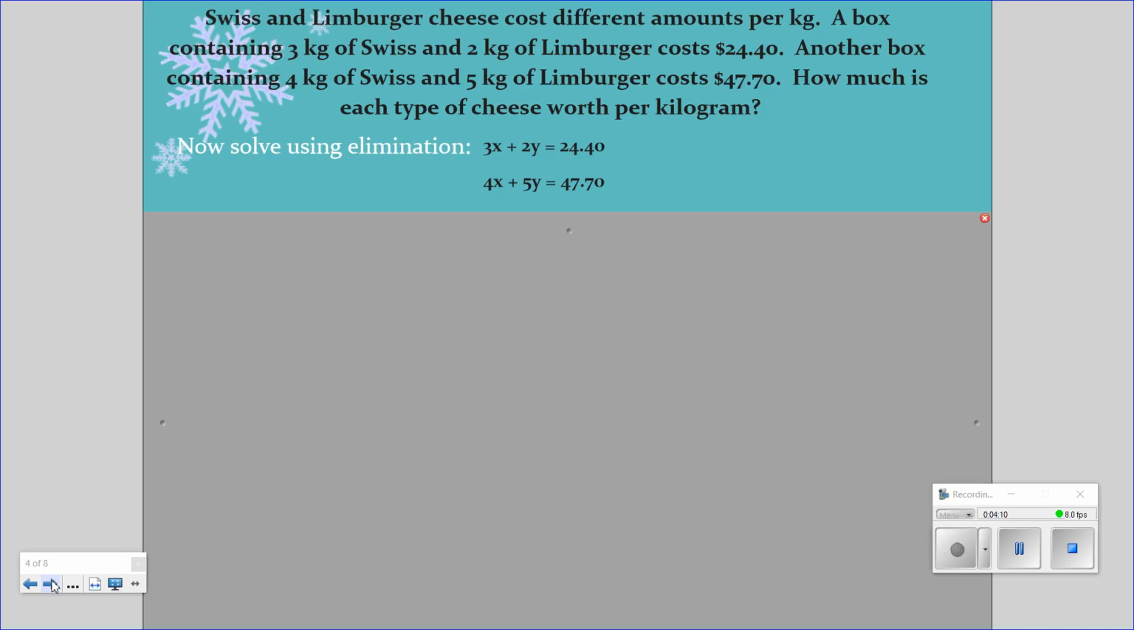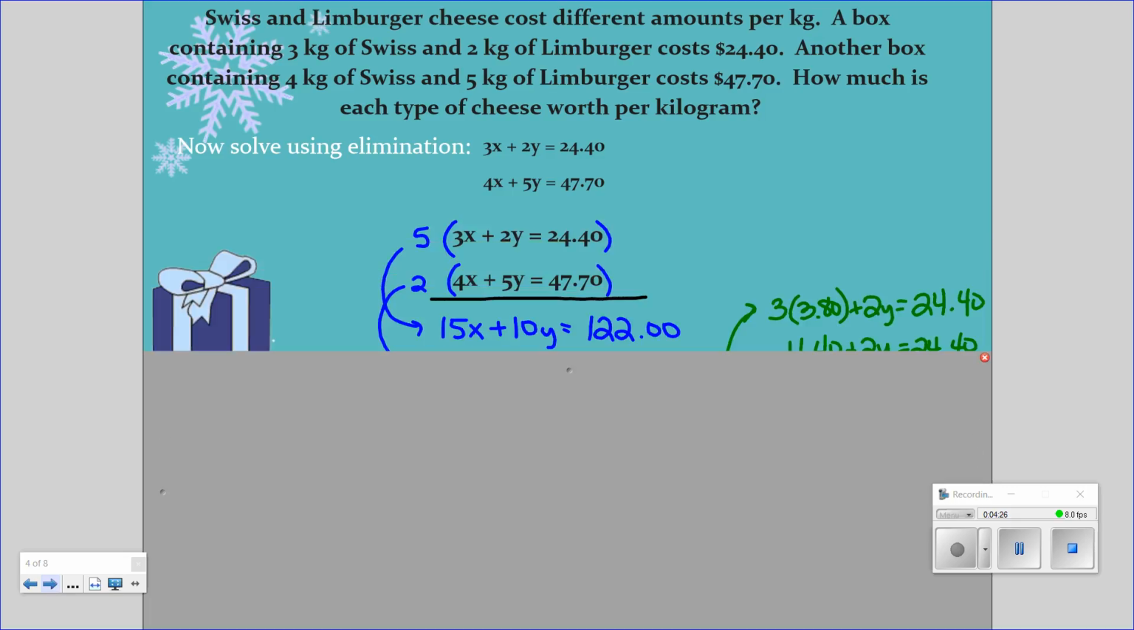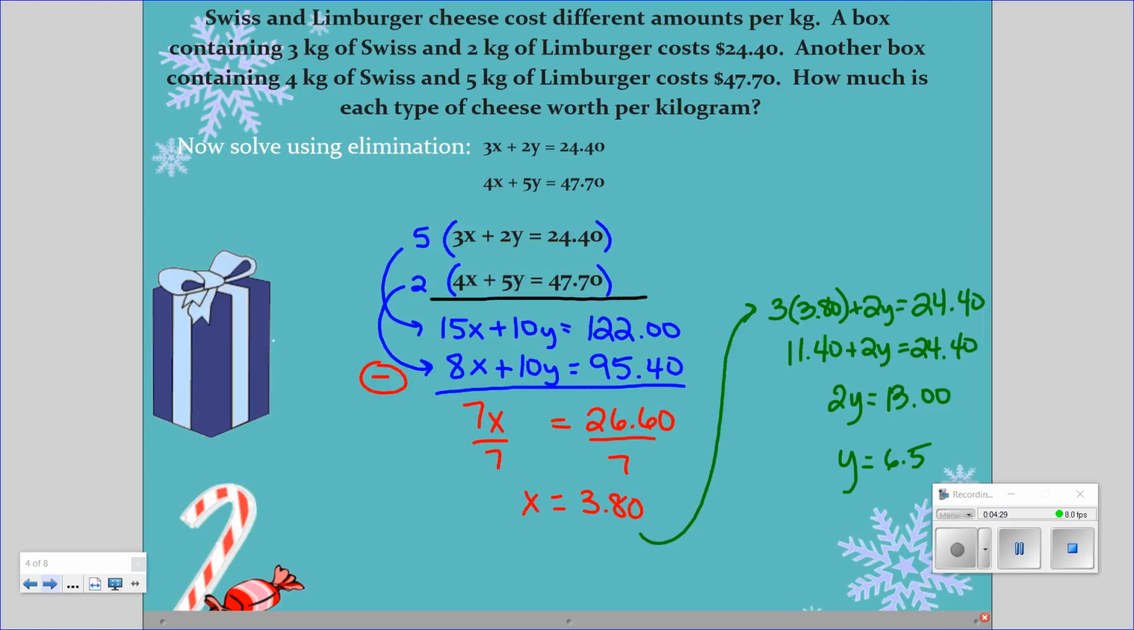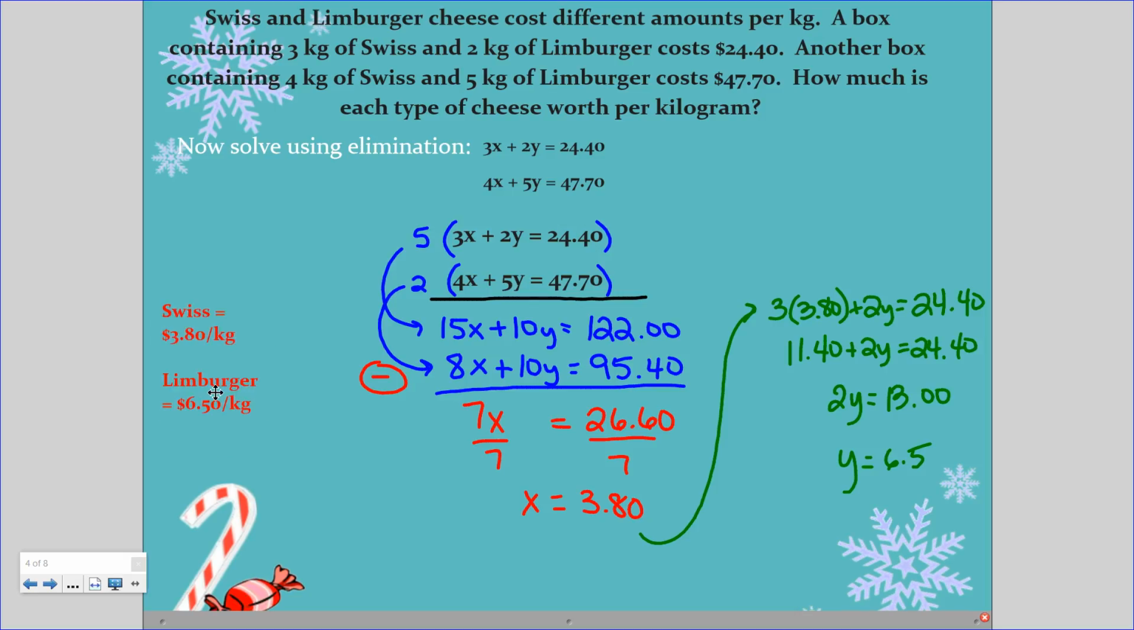So take a moment and remember there are some different ways you can eliminate. Solve this system by elimination, find x and y, and when you're ready to check your work, let's come back together. Okay, so hopefully you just solved. If not, click pause and solve it, but if you are done solving, we should have found x's value to be 3.80 and y's value to be 6.50, meaning that Swiss cheese costs $3.80 per kilogram and Limburger costs $6.50 per kilogram.